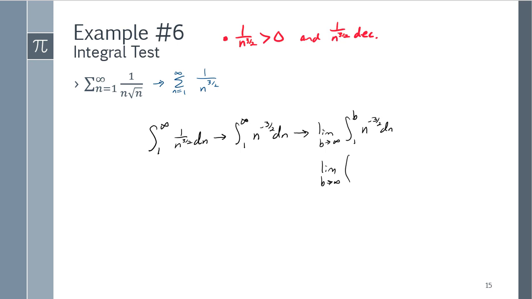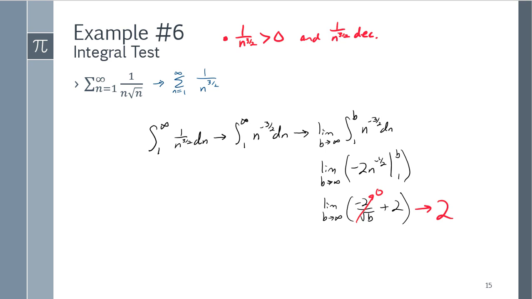The antiderivative of n to the negative 3/2 would be negative 2 n to the negative 1/2, evaluating from 1 to b. Still haven't finished my integral, so the limit's still there. Plugging in b, I'd have negative 2 over the square root of b. Plugging in 1, it'd be negative 2, so it becomes a positive 2. I'm done with the integral. Now I can work on evaluating the limit. As b is going to infinity, negative 2 over the square root of b is getting smaller and smaller, approaching 0. So this limit is approaching 2.